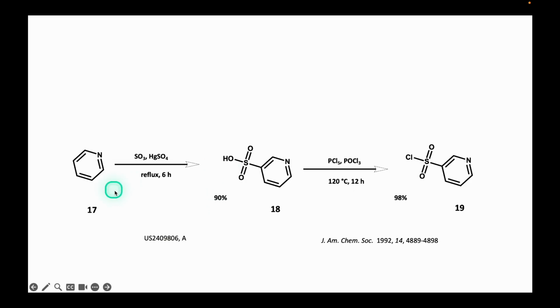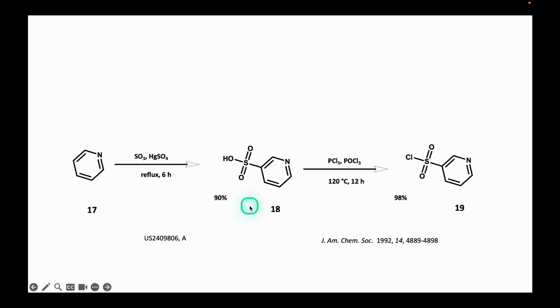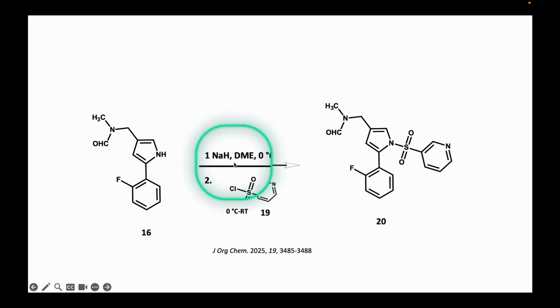16. The regioselective sulfonation of pyridine 17 is achieved with sulfur trioxide in the presence of mercury sulfate, producing 3-pyridyl sulfonic acid 18, which upon reacting with phosphorus pentachloride generates sulfonyl chloride 19. Pyrrole 16, when treated with sodium hydride, reacts with sulfonyl chloride 19 to yield sulfonamide 20.